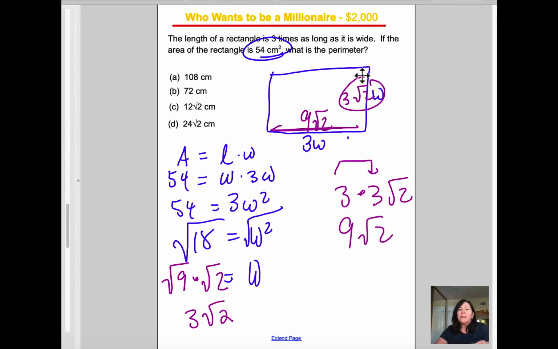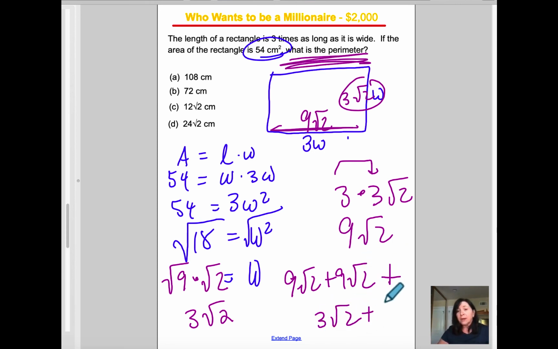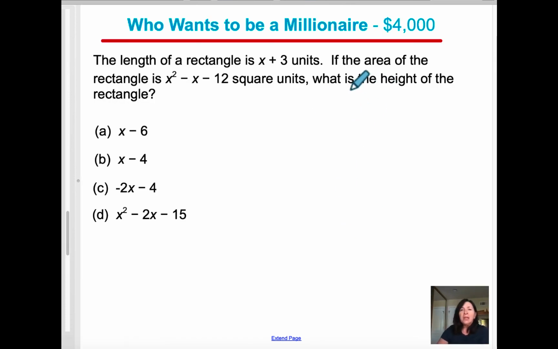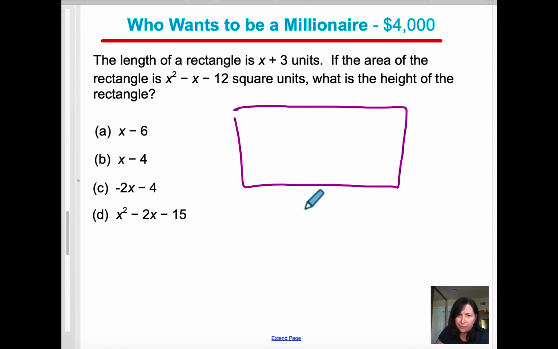Now notice that the question that they asked is what's the perimeter, which means I actually have to add all the values around. So I'm going to go 9 root 2 plus 9 root 2 plus 3 root 2 plus 3 root 2. So that's 9 and 9 is 18, and 18 plus 6 is 24. So my answer should be 24 root 2 is equal to my perimeter, and there it is. The next value says the length of a rectangle is x plus 3, so here it is.